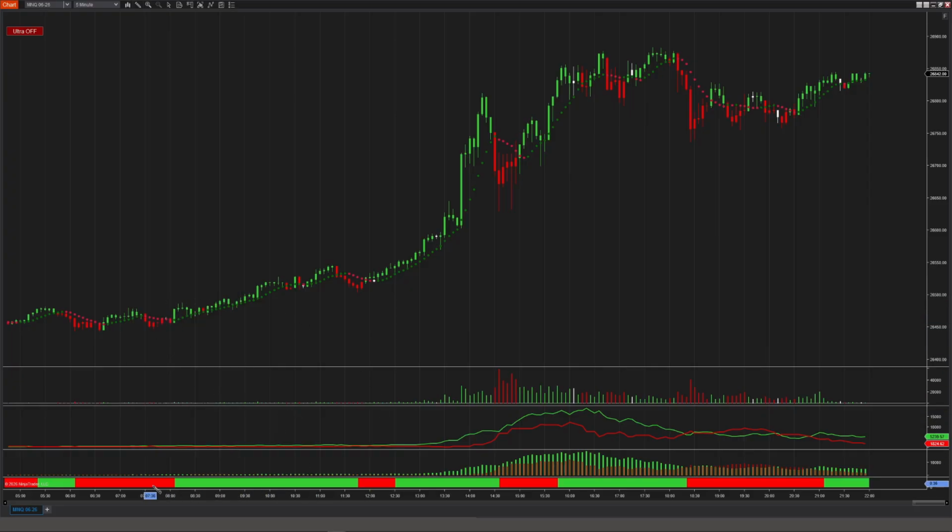Now, if I'm trading from the London Open, I'm looking for a pullback before the London Open, and this is the last pullback that we make.